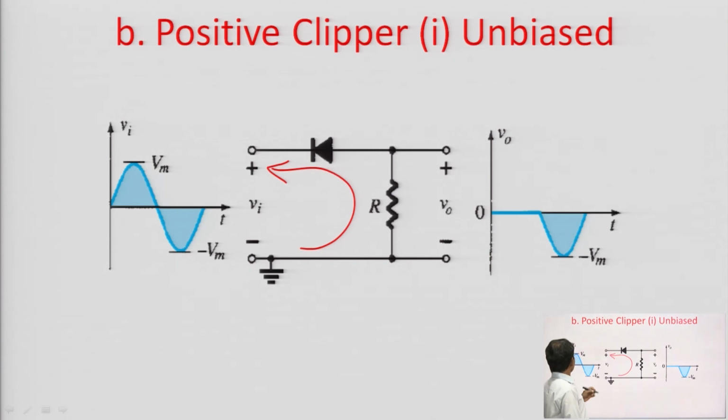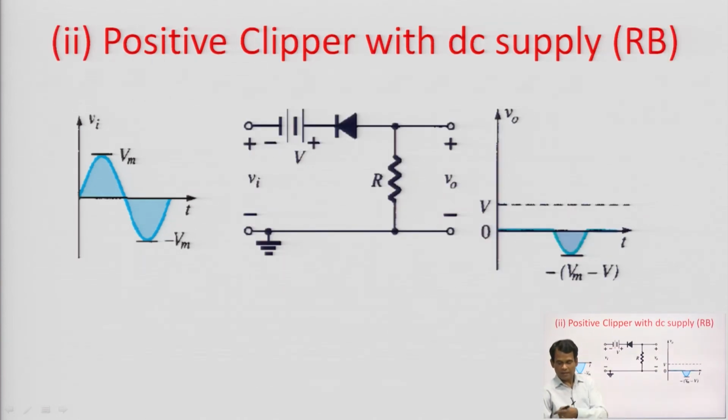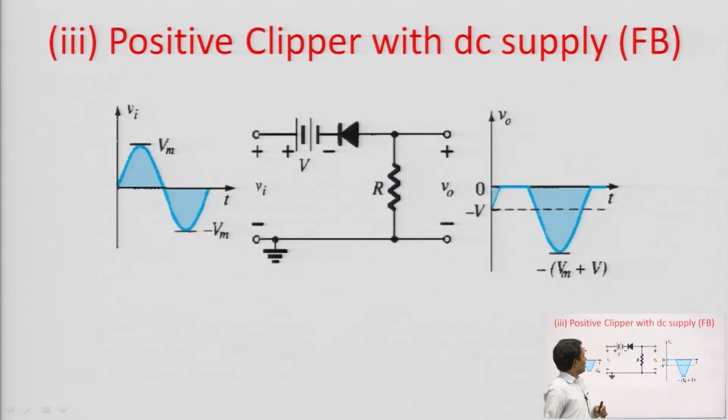On the other hand, when input is positive half cycle, diode is in reverse bias, this means output voltage is 0. In the same way, we can explain this circuit also. This is the bias circuit, and we can explain this circuit. Okay guys, and now this is the third circuit. Also you can see that the diode is in forward bias. We can also explain this circuit also.